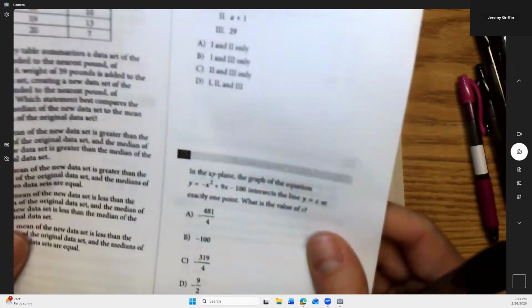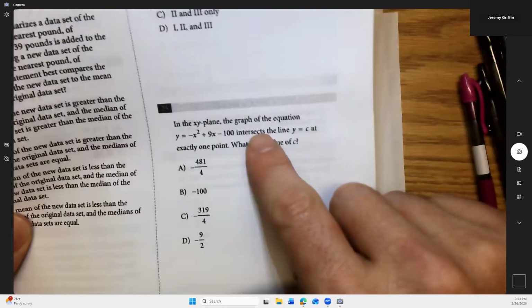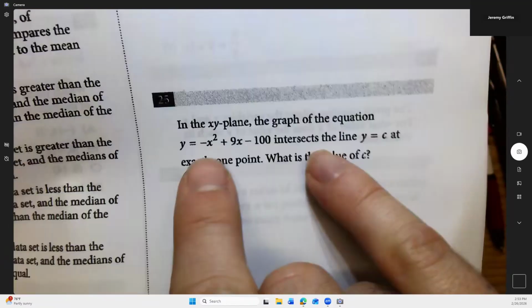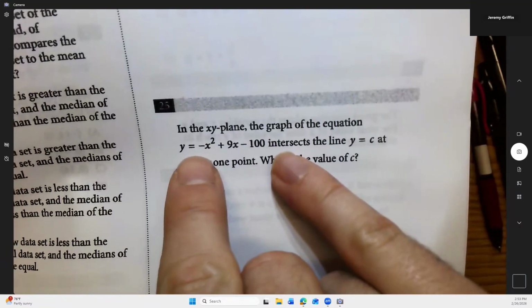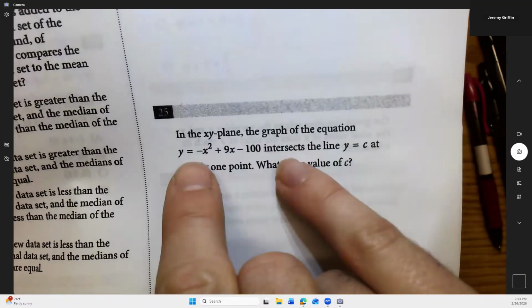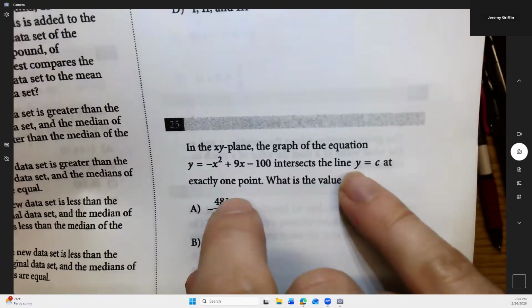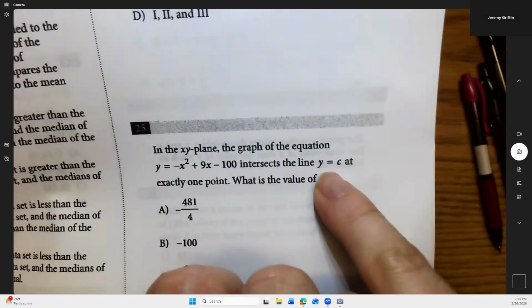All right, 25. In the xy plane, the graph of this equation. Ooh, is that equation right there? What basic shape is that? That is a parabola. Got an x squared, got an x, got a constant. Yeah, that's a parabola. Intersects the line y equals c. Okay, what does that graph look like?